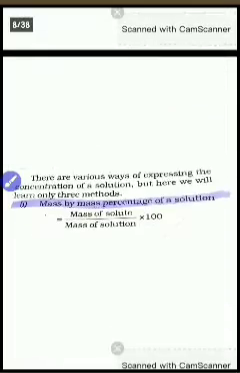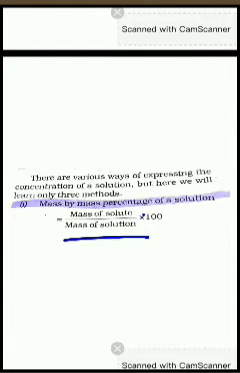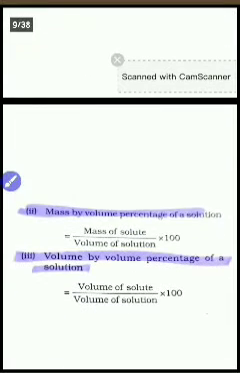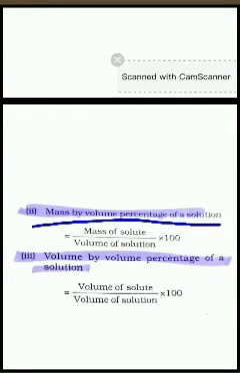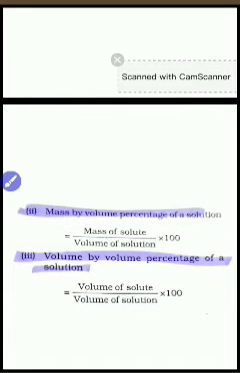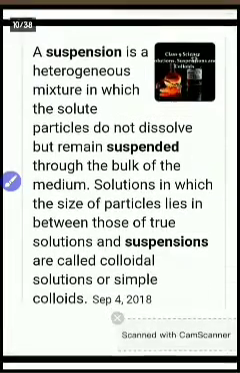The next point is, here some formulas are given. Mass by mass percentage of a solution equals mass of solute divided by mass of solution, into 100. The next is the mass by volume percentage of a solution, equal to mass of solute divided by volume of solution, into 100. The third is volume by volume percentage of a solution, equal to volume of solute divided by volume of solution, into 100. The next point is suspension.